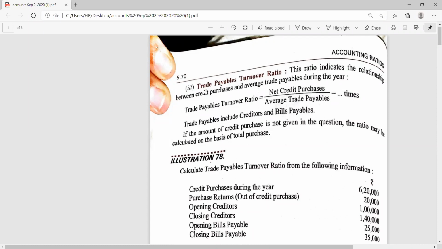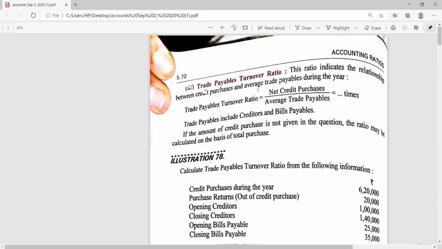Trade payable means the creditors and bills payable. And creditors and bills payable are related to our credit purchases. So the ratio that indicates the relationship between the credit purchases and average trade payable during the year is known as the trade payable turnover ratio. It can be calculated as net credit purchases divided by average trade payables, which gives us the trade payable turnover ratio, shown in times.